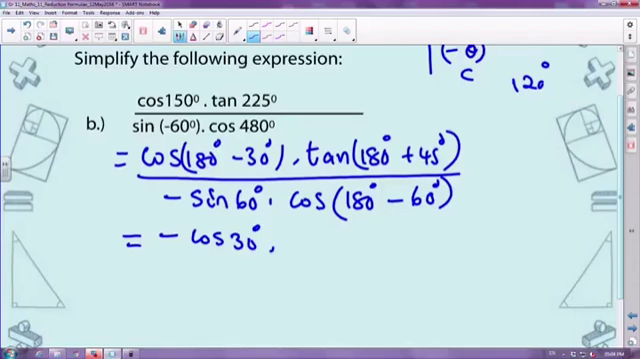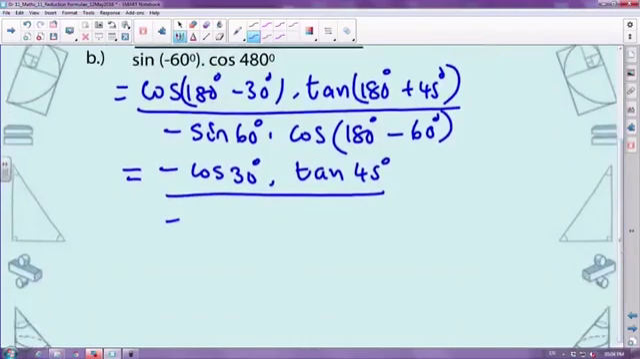Which quadrant is that? That is the third quadrant, and it's the tan quadrant. Remember the CAST diagram? It's a tan quadrant. Tan is positive. So tan 45, divided by negative sine 60, times cos of 180 minus 60. That is the second quadrant, cos is negative, so you get negative cos of 60.